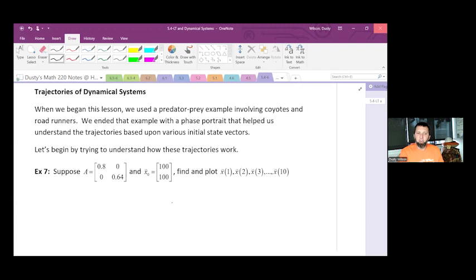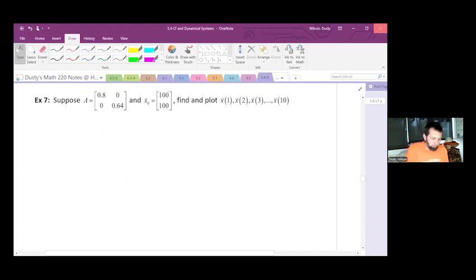Example 7. Suppose A equals the 2x2 matrix 0.8, 0, 0, 0.64, and x0, the initial state vector, is equal to 100, 100. That'd be 100 coyotes and 100 roadrunners. And let's find and plot x1, x2, x3, et cetera, all the way to x10, where x1 would be the state of the dynamical system after 1 year, x2 after 2 years, x3 after 3 years. Our first step is to find each of these values.